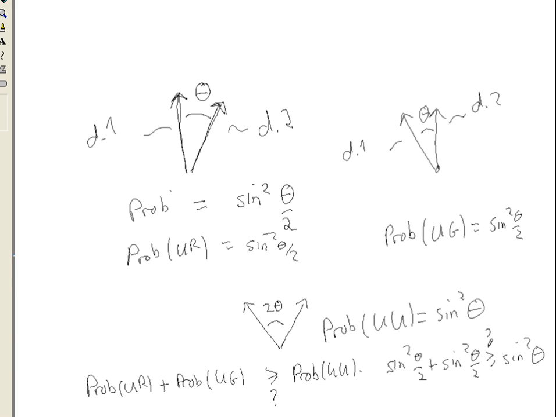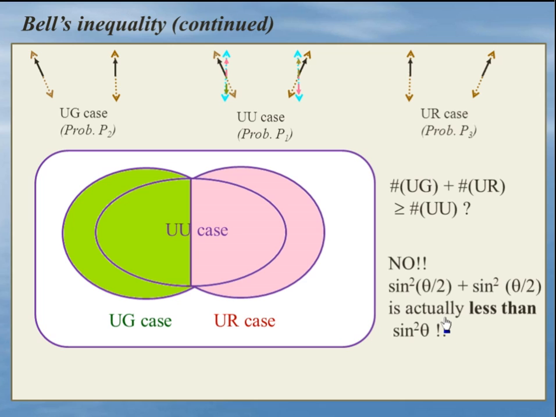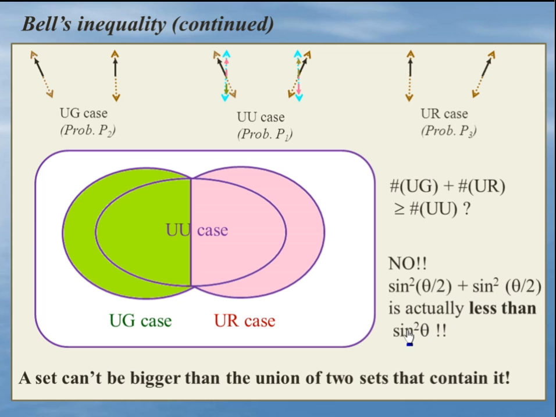Now, you can take out your old trigonometry book, find double angle formulas and work this out, and you'll find out that this is not true. It doesn't work out. Sine squared theta over 2 plus sine squared theta over 2 is actually less than sine squared theta. Okay, so Houston, we have a problem. It's not possible that a set is bigger than the union of two sets that contain it. It's not possible that the probability of an event that's included within two events has a larger probability.